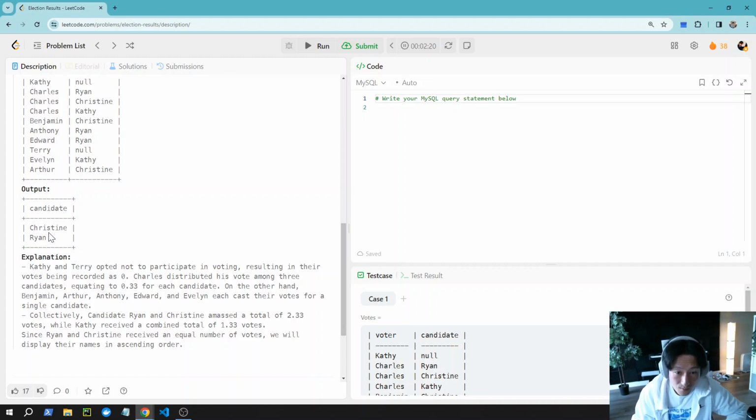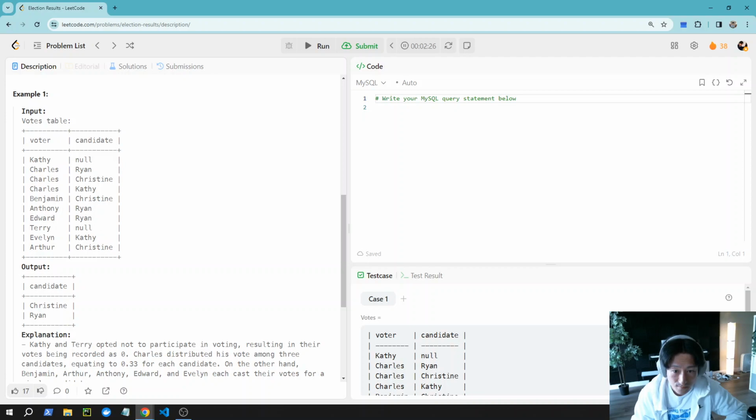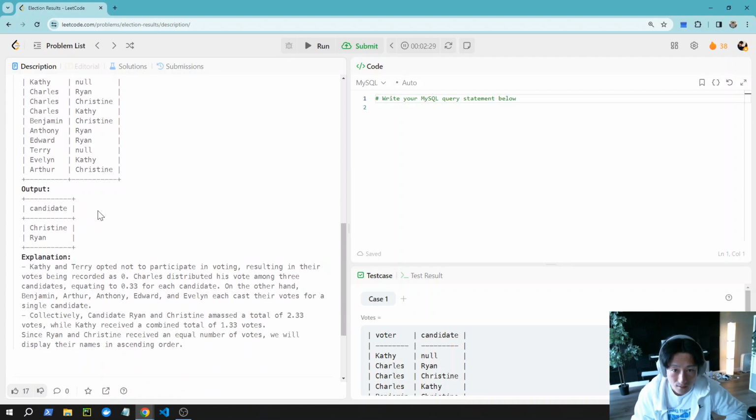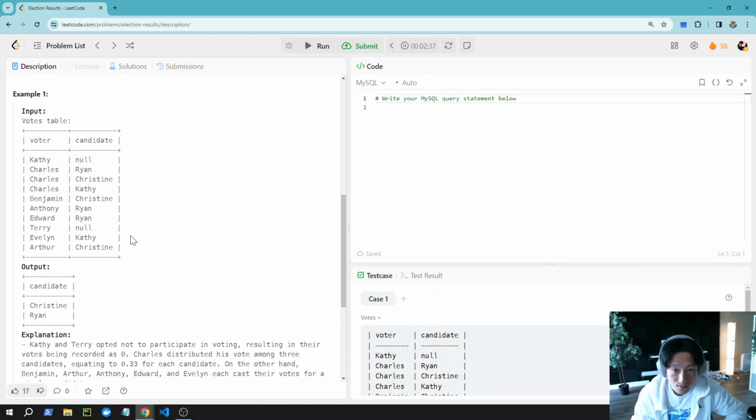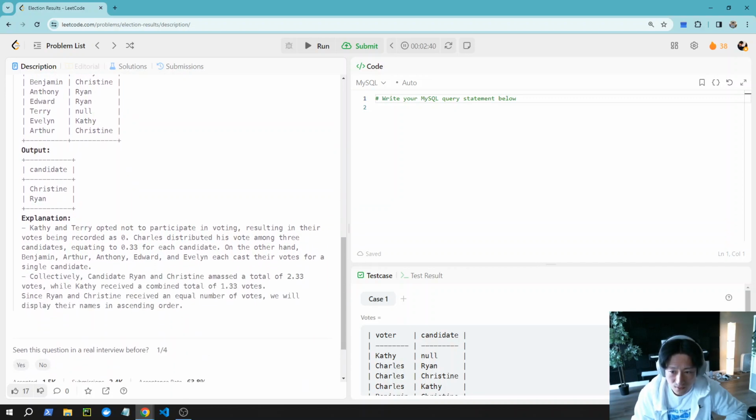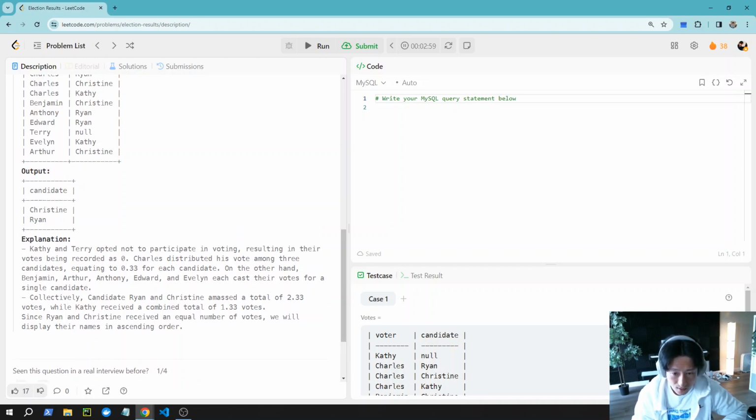And then we're gonna output Christine and Ryan. Kathy and Terry opted not to participate in the vote, resulting in the vote being recorded as zero. It's actually null, it's not zero. Charles distributed his vote among three candidates, equating to 0.33. That makes sense. On the other hand, those people only voted for one person. Collectively, candidates Ryan and Christine amassed a total of 2.33.